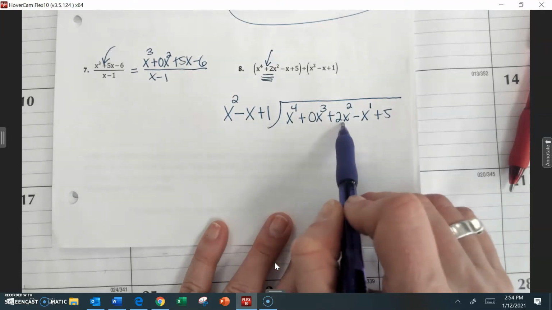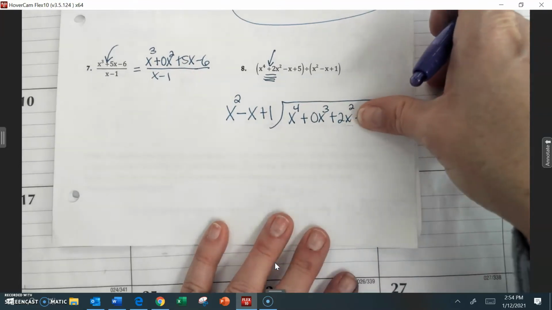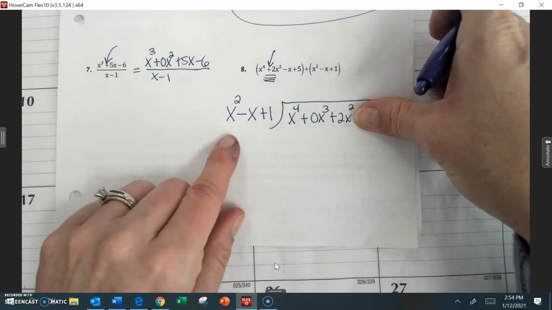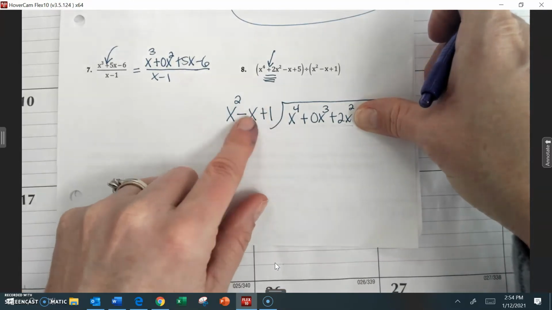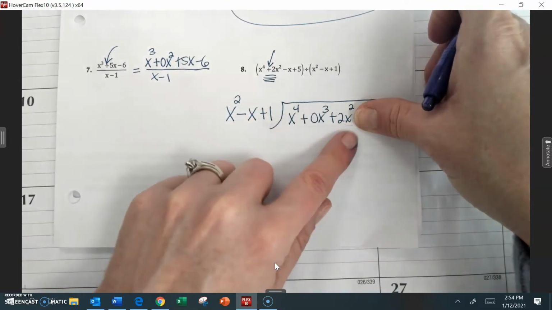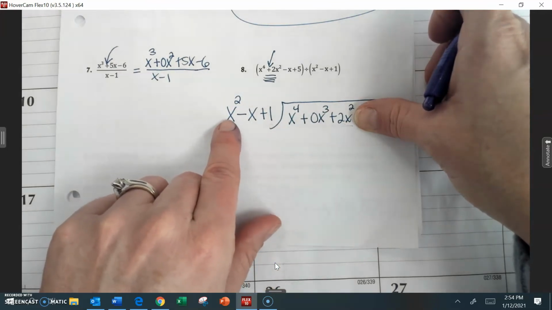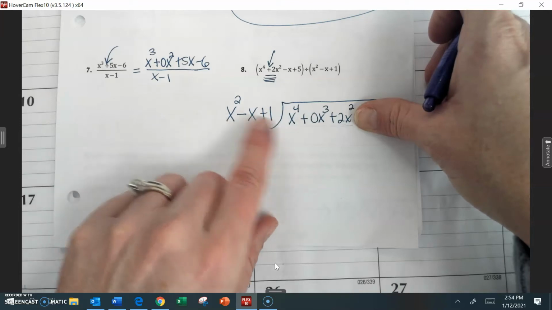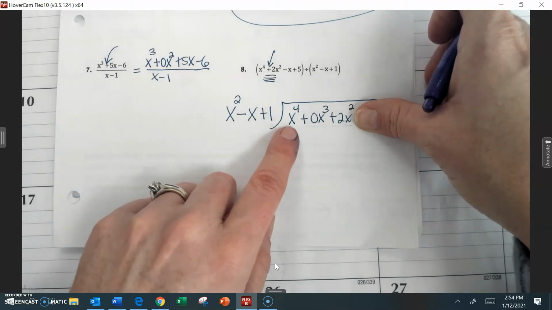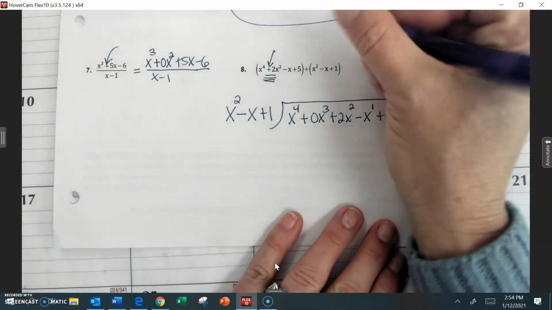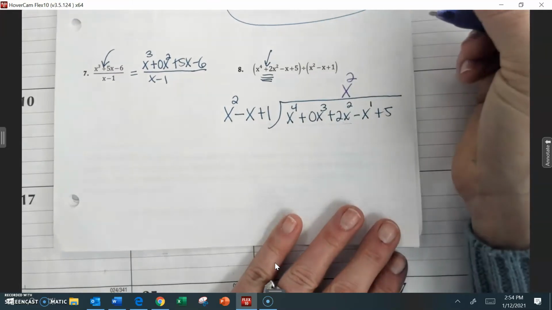So we need to go 3 terms over. So we're going to ask ourselves, how many times does this trinomial go into this trinomial? Well, it's a shortcut. Look at its front. So x squared times what will give you x to the 4th? Well, that's x squared. So notice we're going to put it above that term.